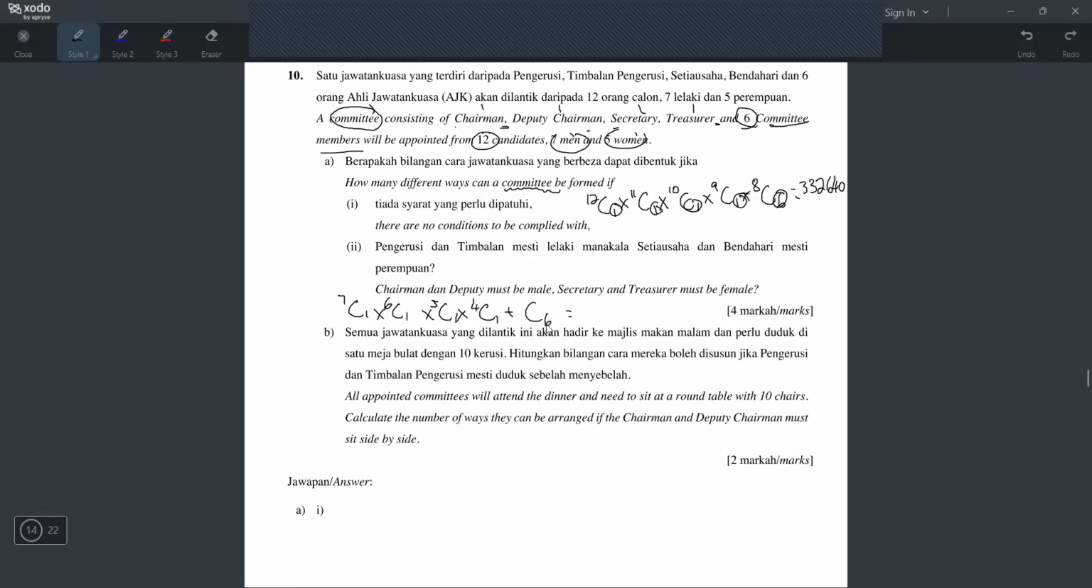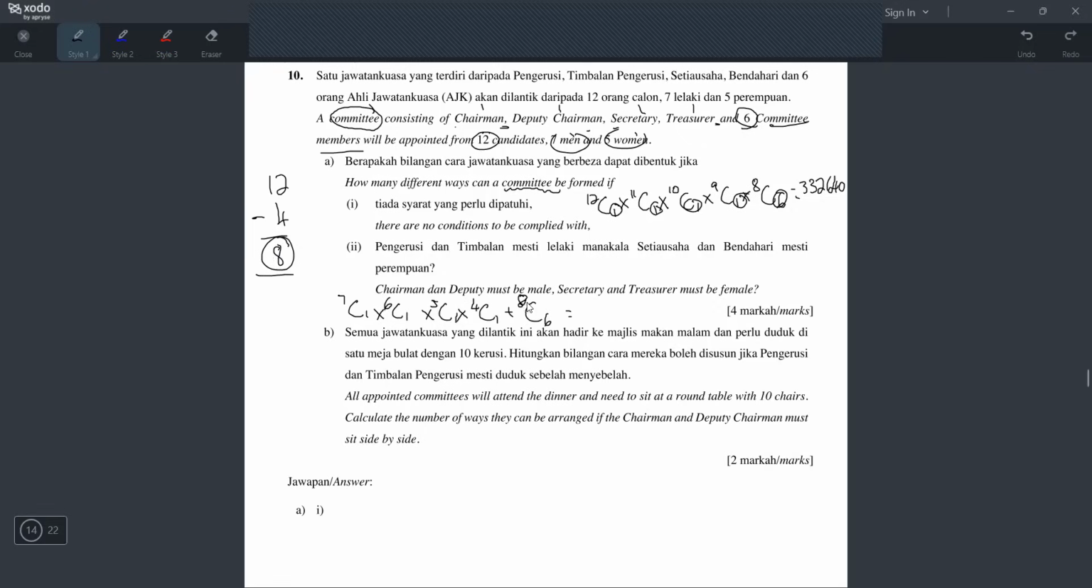So you have to choose another 6 from how many? You start with 12 candidates, right? And then 1 already joined here, 1 here, 1 here, 1 here. We have to minus 4, so you are left with 8. You understand? So from the 8, you will choose another 6.